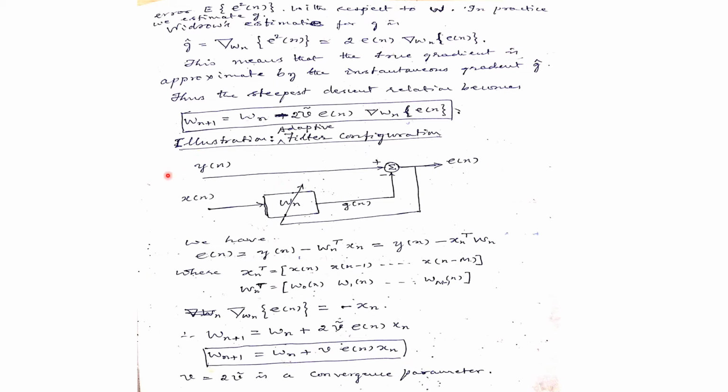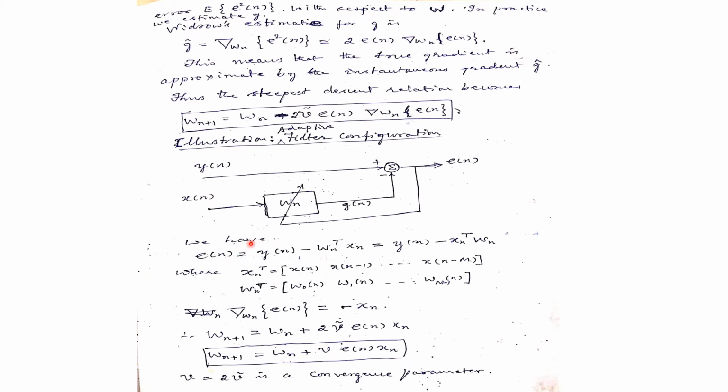If you compare this with the filter configuration, not predictor, we did not have this particular arrow. This arrow was not there. It was just y(n), x(n), filter and then error signal. Since the filter coefficients are changing with respect to time based on this particular equation, we indicate this with an arrow. Please note that these coefficients are changing with respect to the error signal, and hence the error signal is fed back.